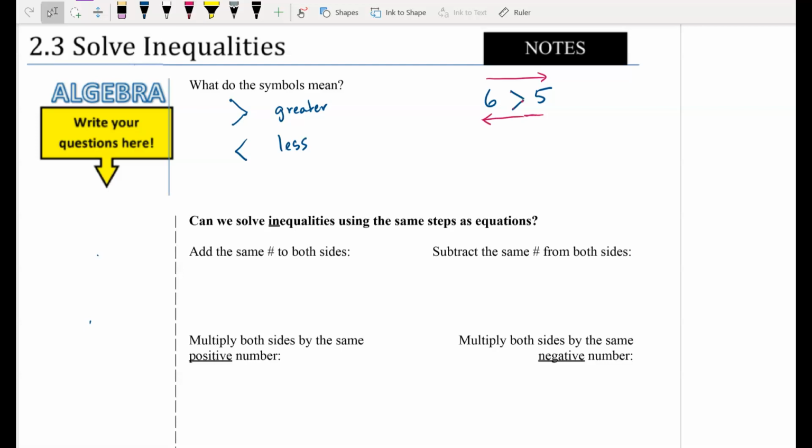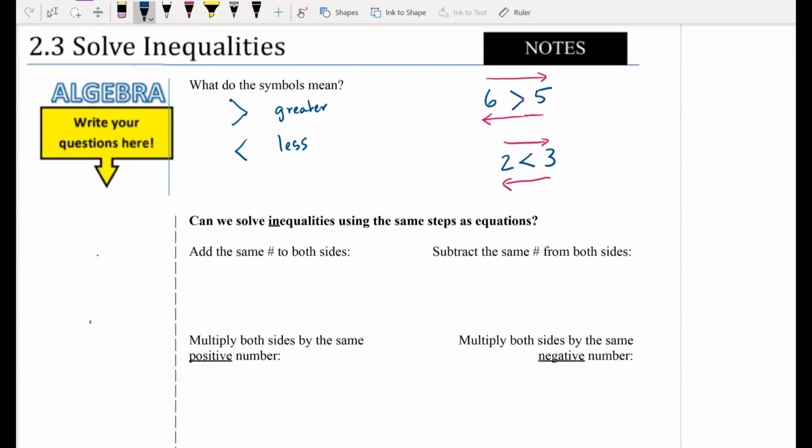I read that as a less than symbol, even though it's the same symbol. Since I was reading from right to left, the little part of the symbol came first, and that's why I read it as a less than. Let's look at another simple example. 2 is less than 3. The little part of the symbol is next to the smaller number, and when I read from left to right, the little part of the symbol came first. If I read that instead from right to left, then I would say 3 is greater than 2.